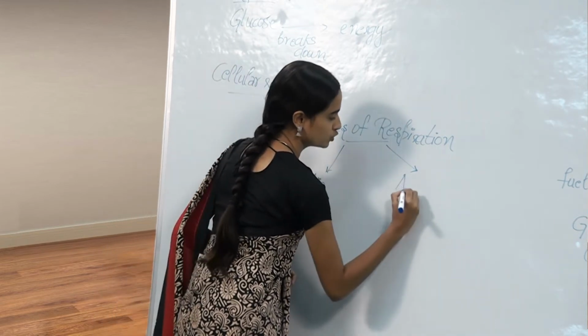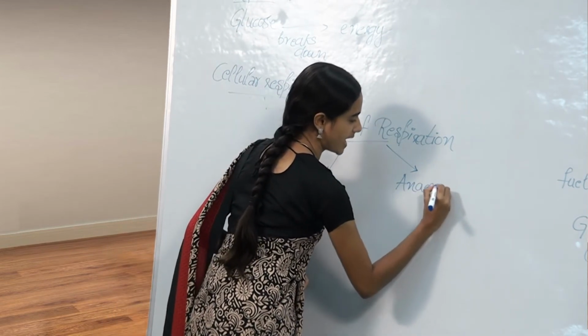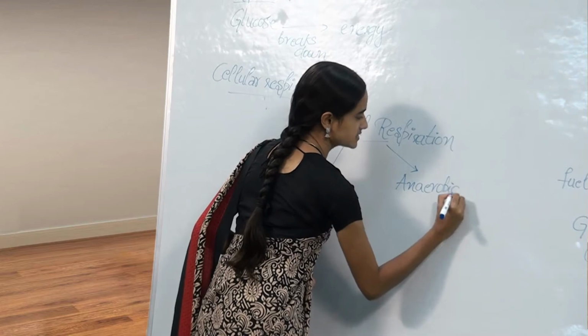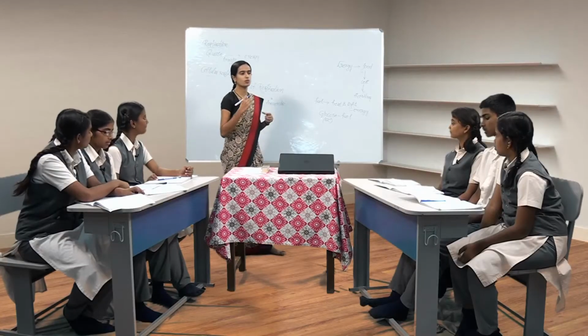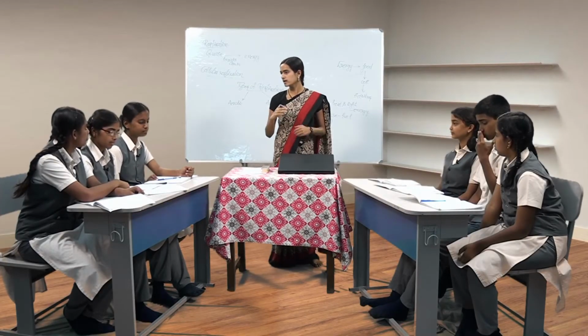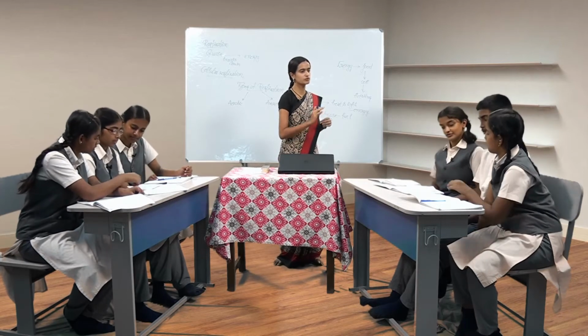Now I'll give you 2 minutes. You have to discuss the handout in your groups and explain. One person should explain what you understood from the handout. Okay? Your time starts now. You have 2 minutes to discuss with your group mates.